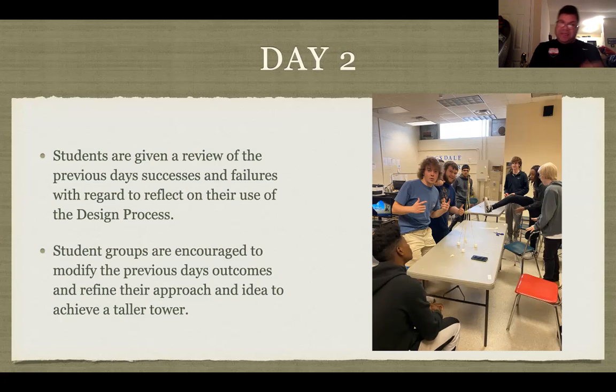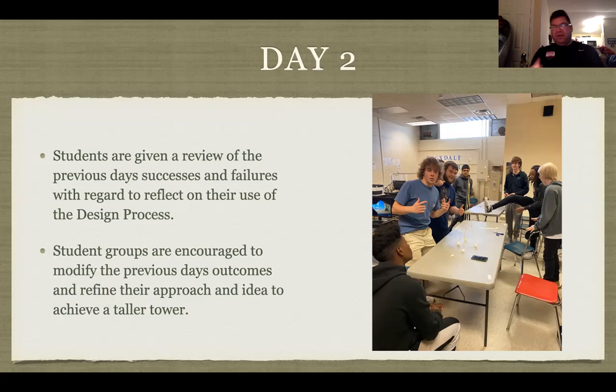And if you had success on day one, you probably don't need to start on step one of the design process. You might be able to start on step 4 and just modify from there. If you had horrible success on day one, you're going to start the design process over and utilize anything that you thought was good and then modify it to make the next day better. So they're really getting a great understanding and grasp of why the design process is important and how they can use previous failures, because failure is important.